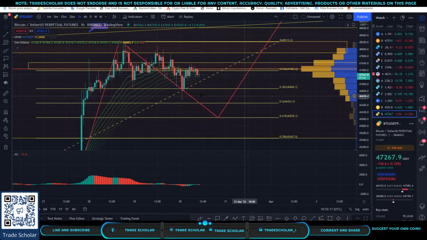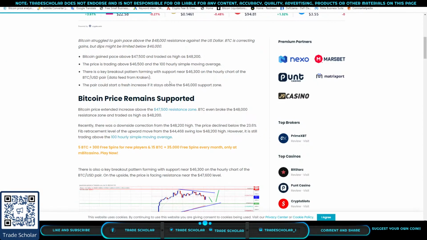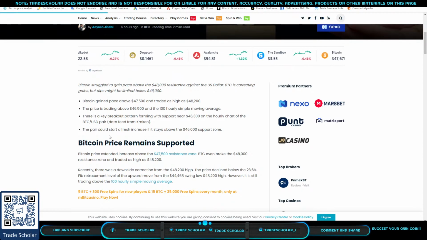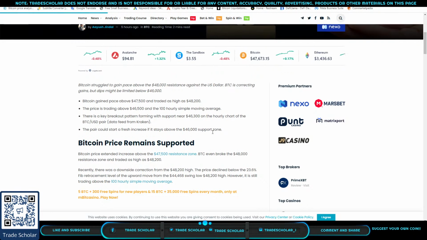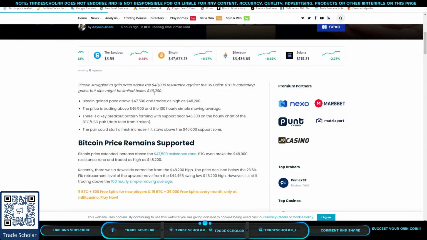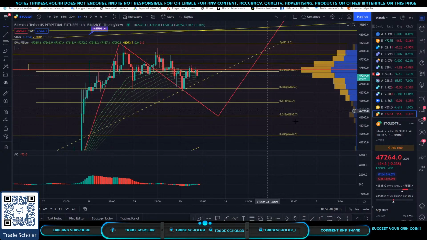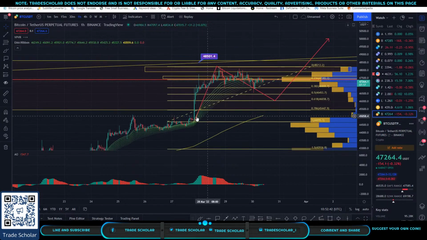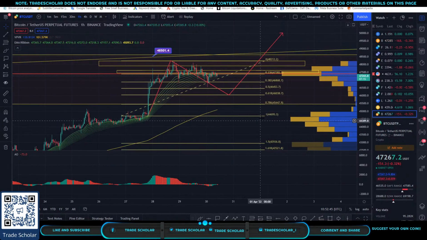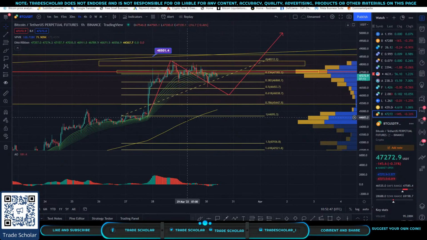So at 0.5 you can bounce here, or we can bounce here in 0.618, 46,000. The news, you remember the news? This pair could start a fresh increase if it stays above 46,000. So BTC is correcting gains, but dips might be limited below 46. So we are only going to stay above 46. If we go back here, that would mean we are back to zero. That's a reversal again.